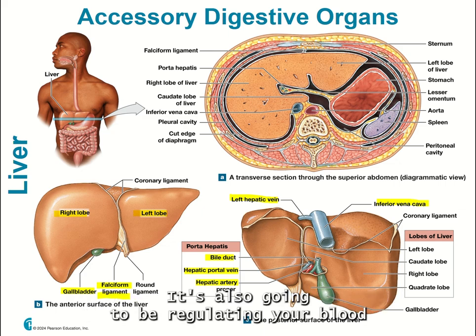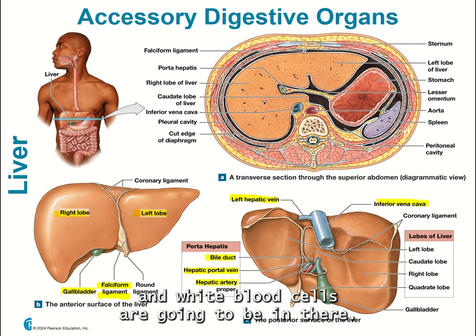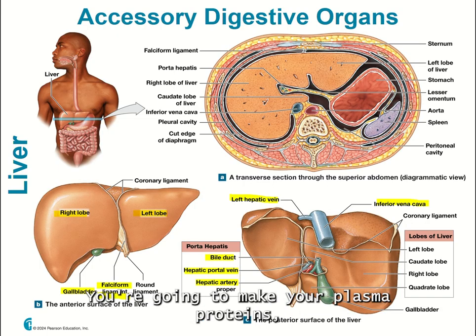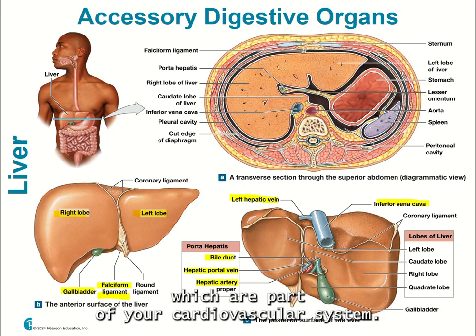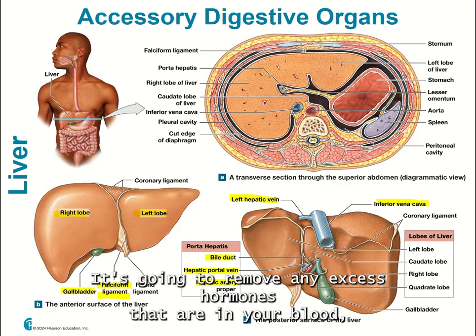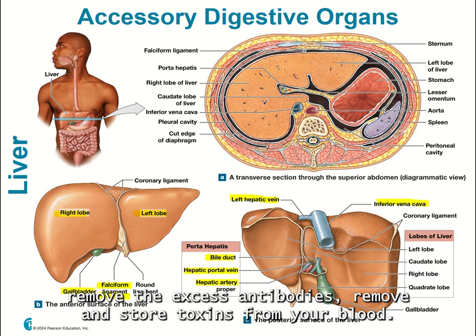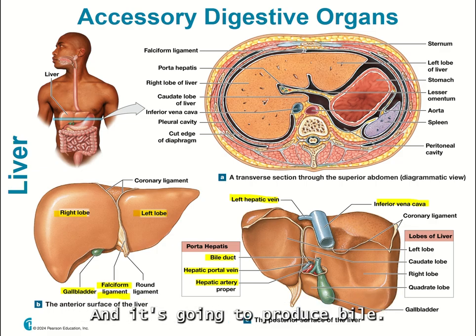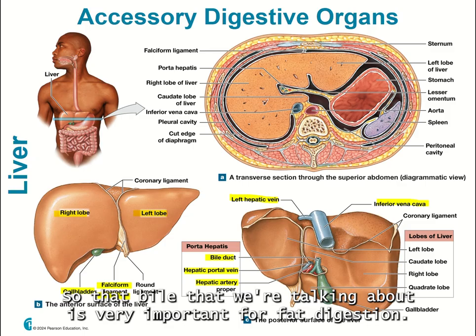It's also going to be regulating your blood, because remember, your blood's going to be in there. White blood cells are going to be in there. You're going to make your plasma proteins, which are part of your cardiovascular system. It's going to remove any excess hormones that are in your blood, remove the excess antibodies, remove and store toxins from your blood. So it's regulating your blood a lot. And it's going to produce bile. So that bile that we're talking about is very important for fat digestion.